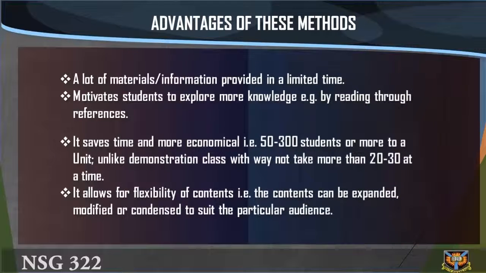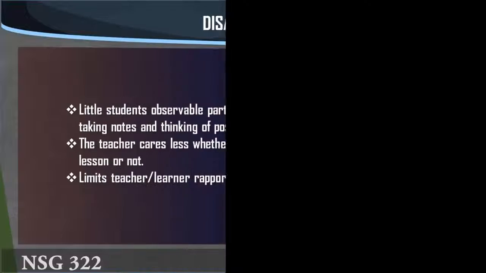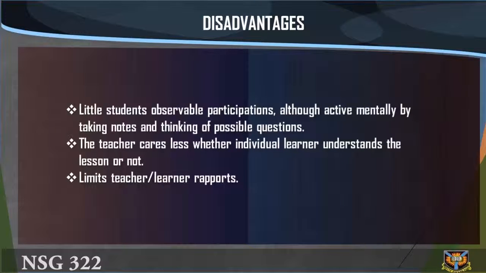Advantages of this method. A lot of material or information is provided in a limited time. It motivates students to explore more knowledge, e.g. by reading through references. It saves time and is more economical, that is, 50 to 300 students or more to a unit, unlike a demonstration class, which may not take more than 20 to 30 at a time. It allows for flexibility of content, that is, the content can be expanded, modified, or condensed to suit the particular audience.